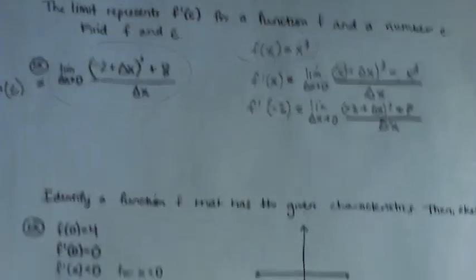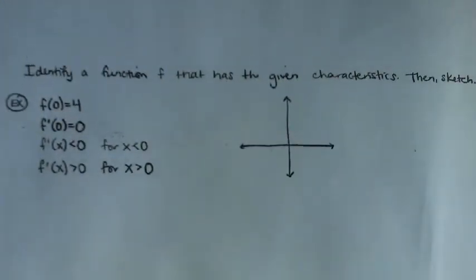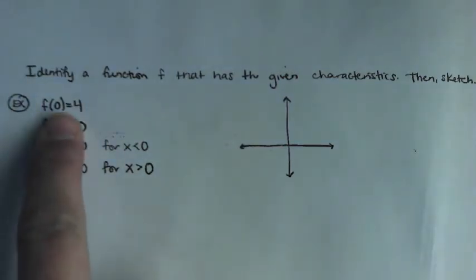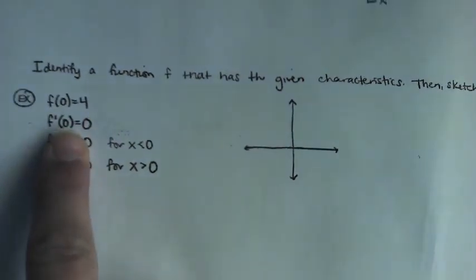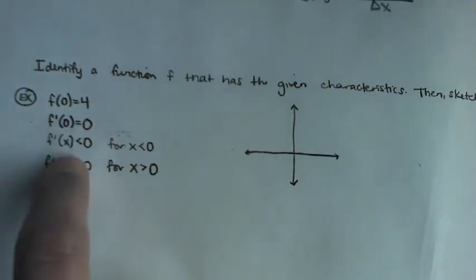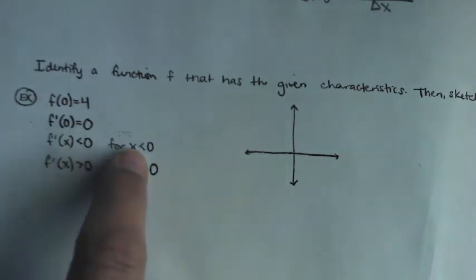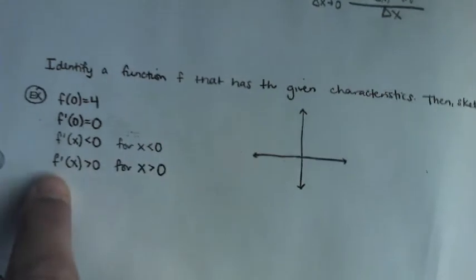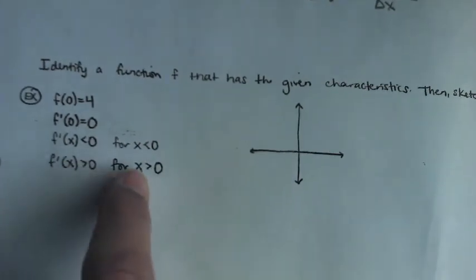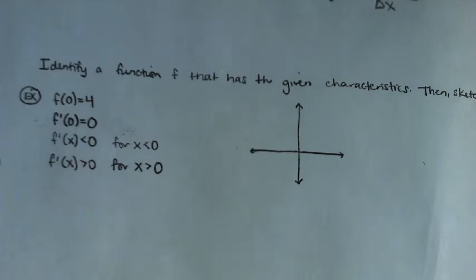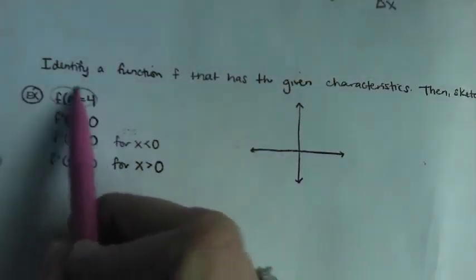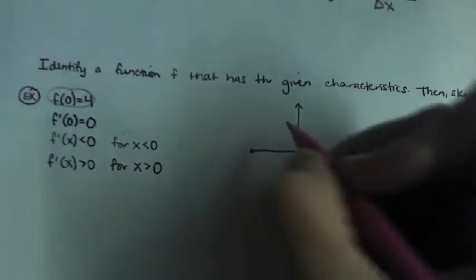Okay. If we jump to the next one, it wants us to identify and sketch a function that has these characteristics. So they're giving us the function value at 0. They're giving us the derivative, or the slope, at 0. They're telling us that the slope is negative for any x value less than 0. And they're telling us that the slope is positive for any x value greater than 0. Giving us features that we then need to sketch a graph for. So the easiest place to start is by plotting a point that we know is on the function: 0, 4.